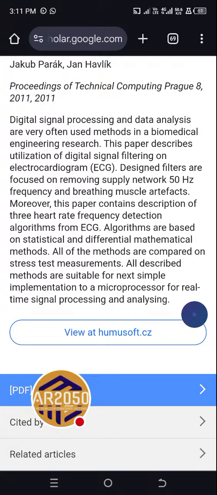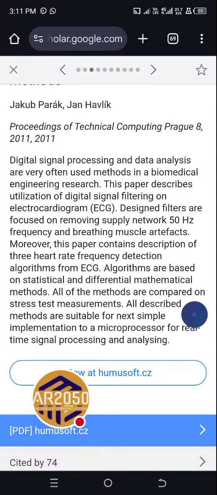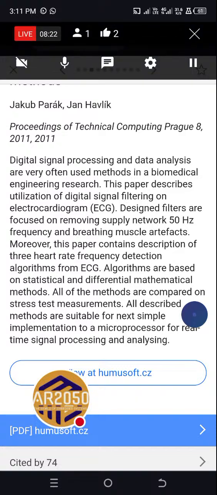The designed filters are focused on removing the supply network 50 hertz frequency and breathing muscle artifacts. So here we introduce two more terms while working on an ECG. We discussed while reading the abstract of the previous paper that on an ECG there are certain artifacts imposed on the ECG signal. This paper discussed two more artifacts.